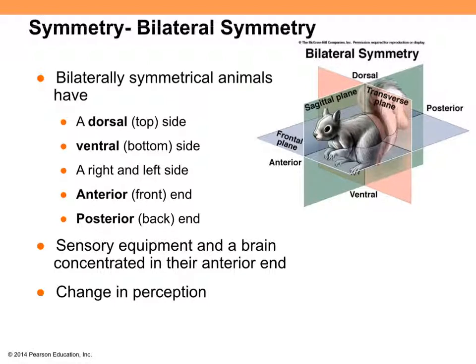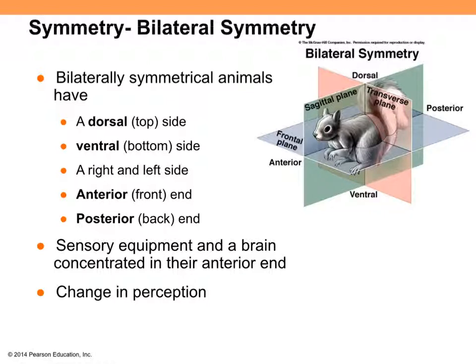And because we now have these directions, we're also going to start seeing a change in perception. So these organisms are going through life going in one direction, so straight forward, leading with their head. And we also see the evolution of many types of sensory organs on that head. So the squirrel, for example, has eyes and a nose and two ears. So lots of senses located right there in the front so that they can perceive what's coming at them.